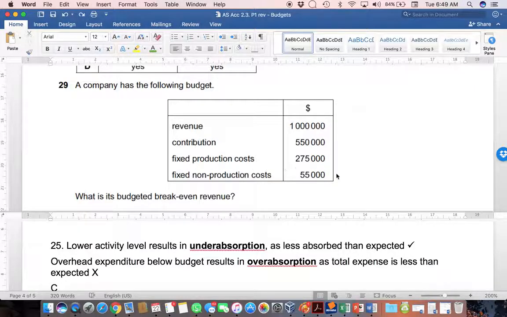We don't know. We are given our fixed production costs and our fixed non-production costs, and we are asked what is the budgeted break-even revenue. Now, I have to admit that when I first looked at this one, I was a little bit foxed because nowhere does it tell us what our quantity of production is over here, and we don't know what the quantity is for break-even, and I said, oh my gosh, how am I going to do this?